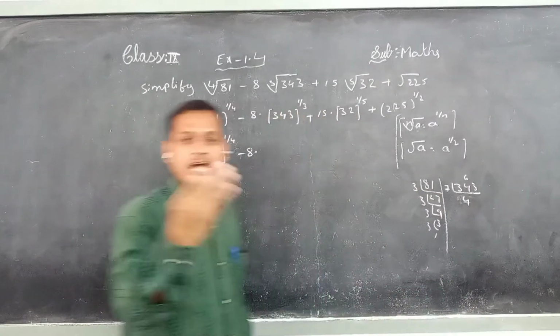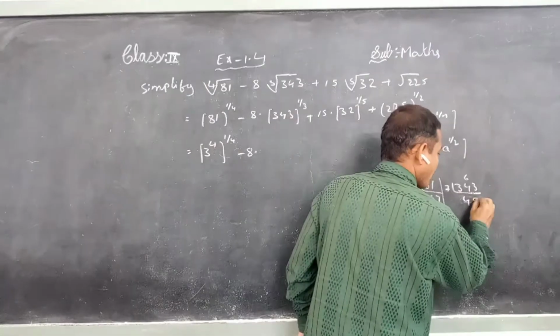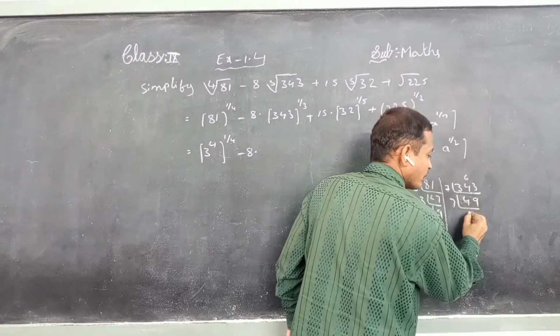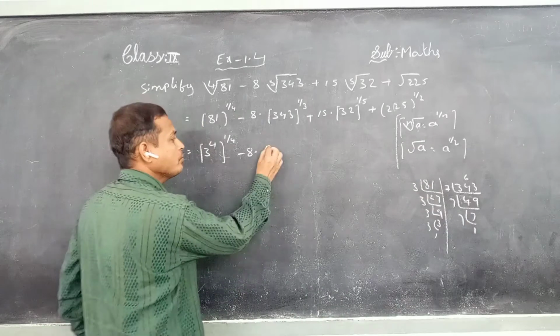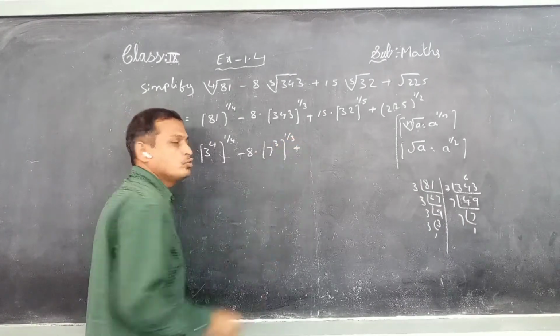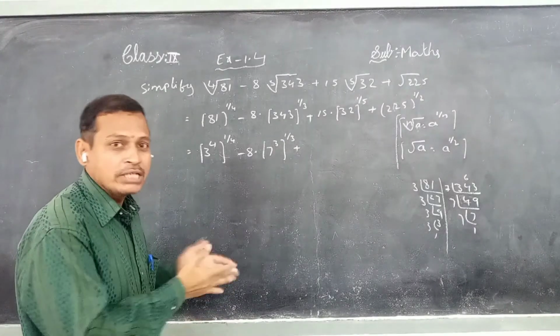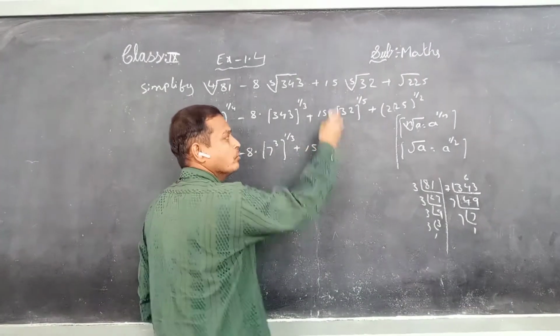How many times is it cancelled in the 7th table, children? 9 times. Very good. 9 times. So 7 9s are 63, 7 7s are 49, 7 1s are 7. So the answer is 7 cube, 7 cube whole power 1 by 3. So we should write in the power notation, children. Are you understood?